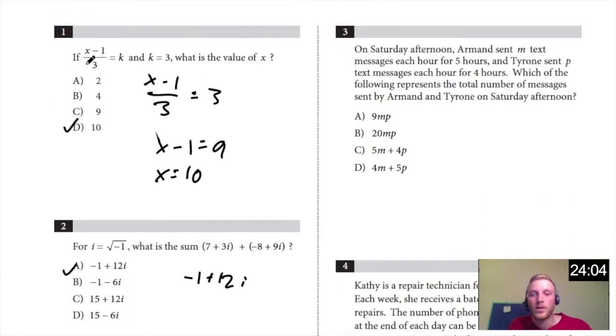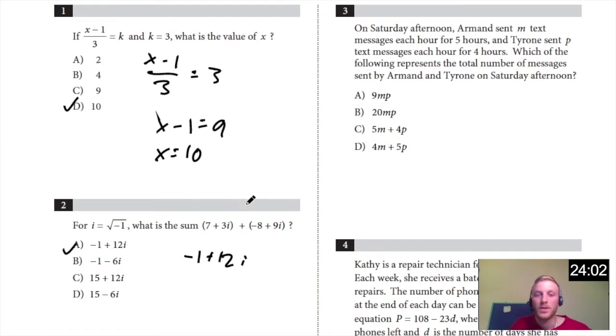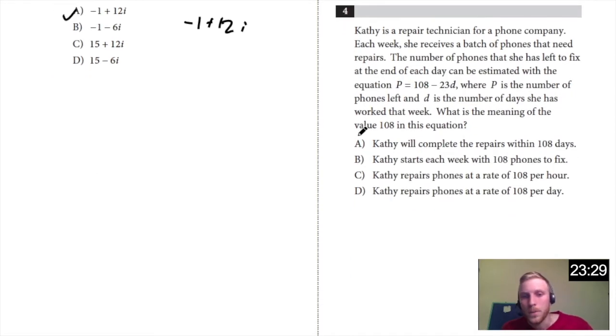All right. So let's see. Question 3. On Saturday afternoon, Armand sent m text messages each hour for 5 hours, and Tyrone sent p text messages each hour for 4 hours. Which of the following represents the total number of messages sent by Armand and Tyrone on Saturday? So 5 hours at m per hour gives us 5m, and Tyrone was p, he has 4 hours at p messages per hour, so that gives us 4p. So the number of messages sent is given by 5m plus 4p. Answer C, good.